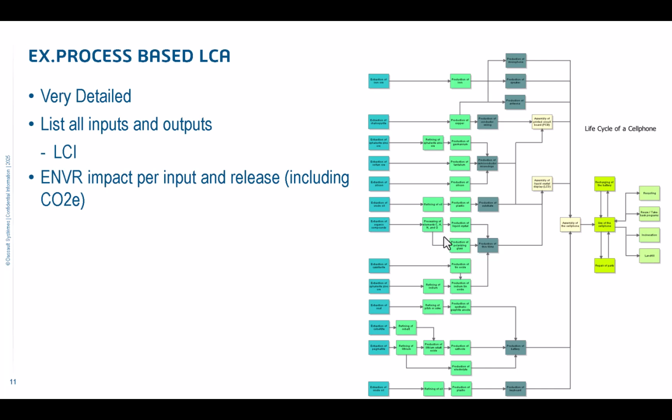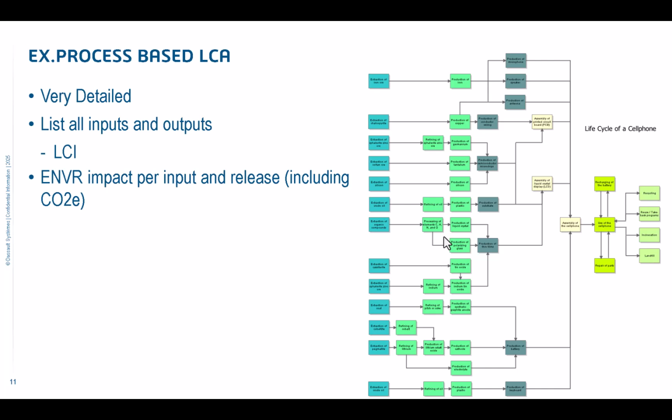Looking here, this is a simplified representation of the life cycle inventory for a cell phone. Going left to right, the bluish squares are extraction of raw materials. For example, on top, it's extraction of iron ore. The next level, these greenish squares, are the production of the material itself, so from iron ore to iron. The next level, those bluish gray squares, are the production of the individual components of a cell phone, so the microphone, the speaker, the antenna, things like that.